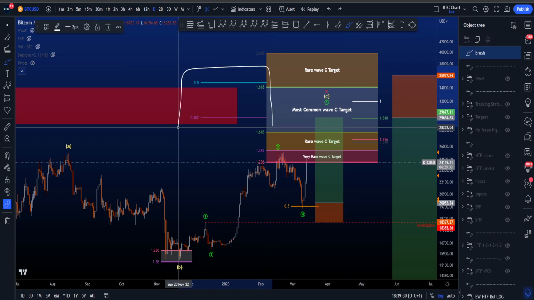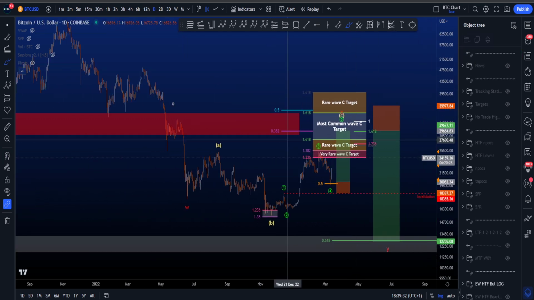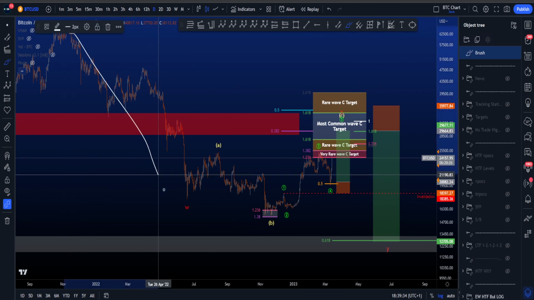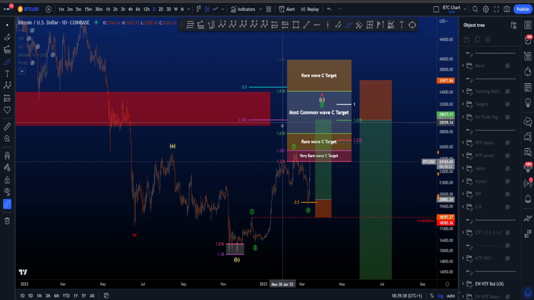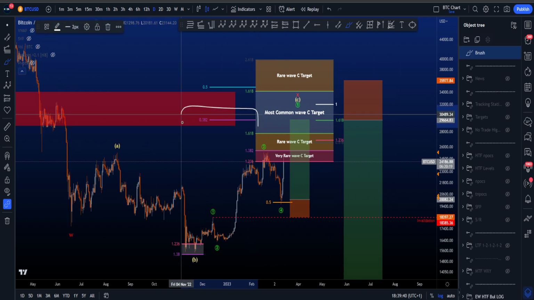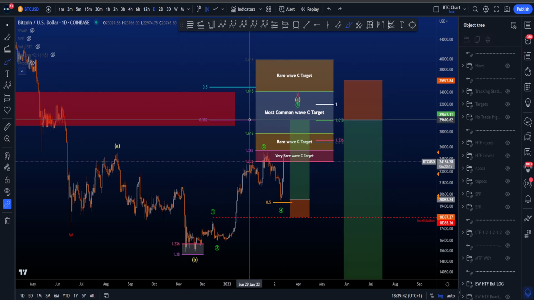On the left side, you see two fibs as well, which are actually very important because these are taken from the all-time high to the low of W, and in a WXY, wave X should at least usually hit the 0.382, which currently sits at about 29.7k. So this is at least a very important target.